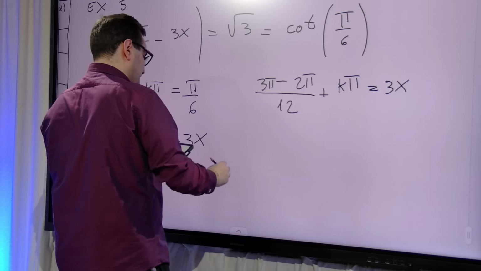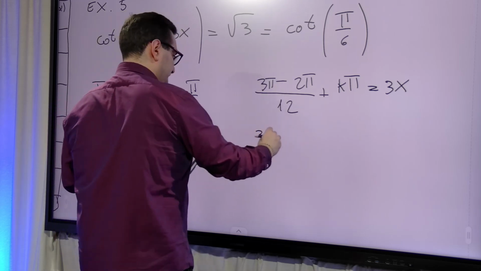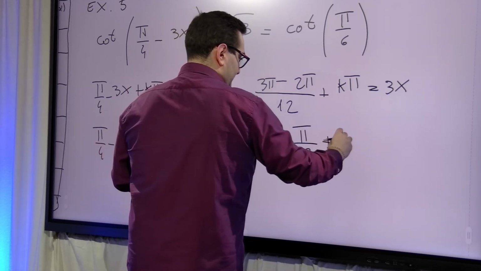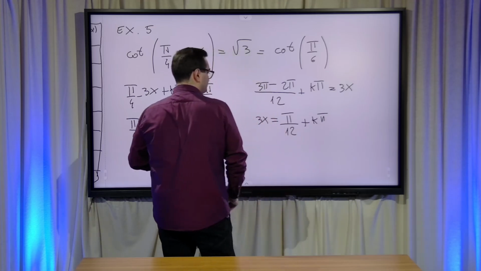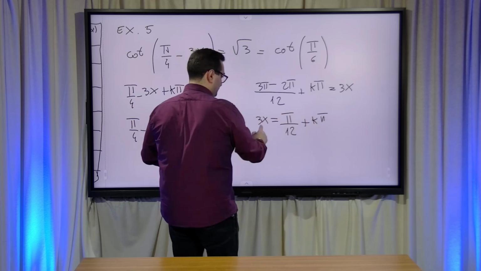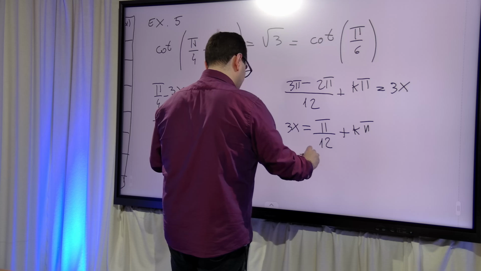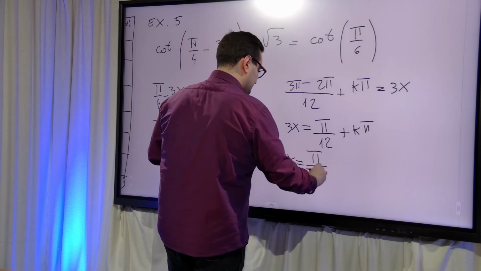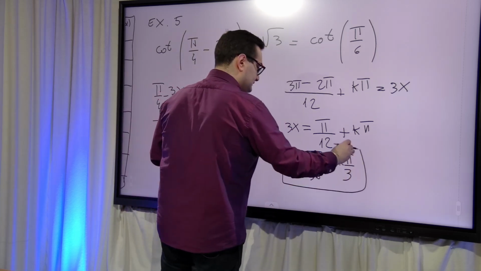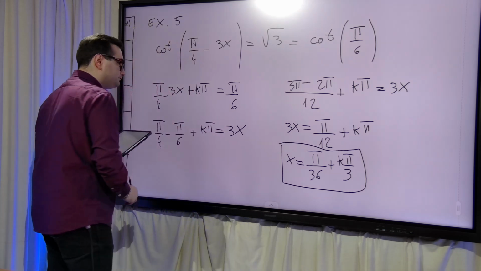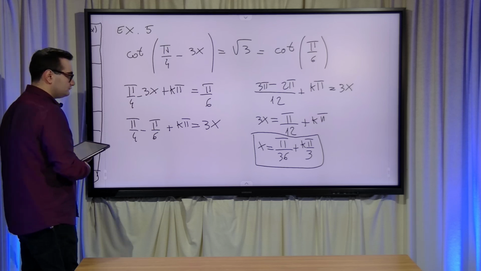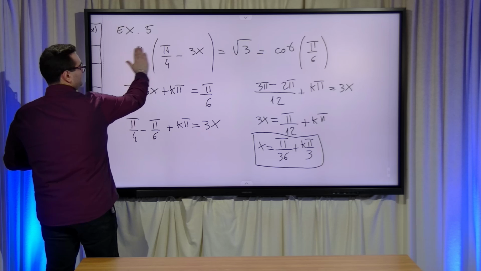And from this one, I can get that 3 times x equals pi over 12 plus k pi. Last step, I can divide all by 3. So x is equal to pi over 36 plus k pi over 3. And this is the result of this equation. Okay, let's go on.